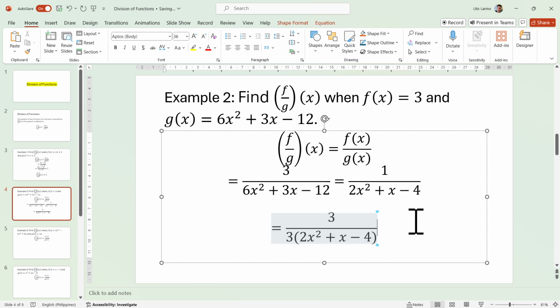So let me write it down. That is equal to, we have f over g of x.